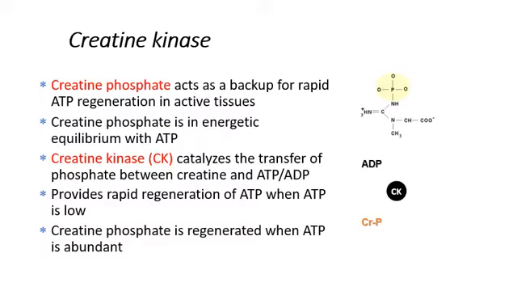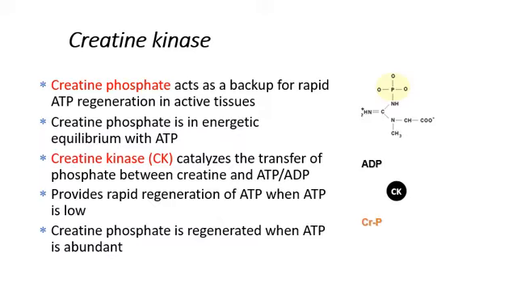The second marker that is used is creatine kinase. As all of you know, creatine kinase is the main enzyme that is able to transfer phosphate between creatine and the ATP-ADP systems. So creatine phosphate is the main backup for rapid ATP regeneration in any tissue.